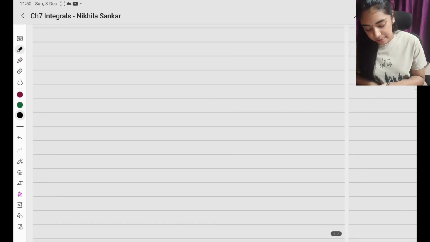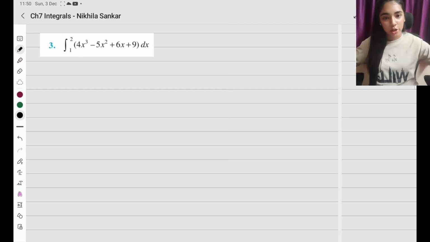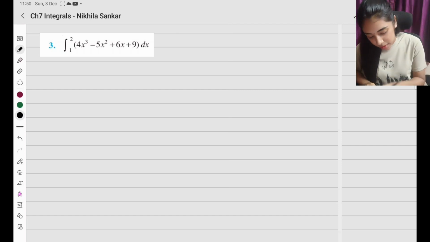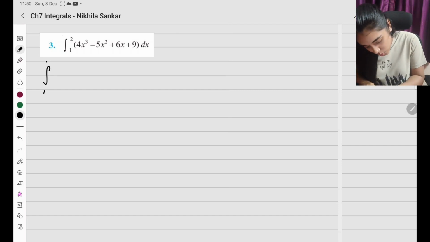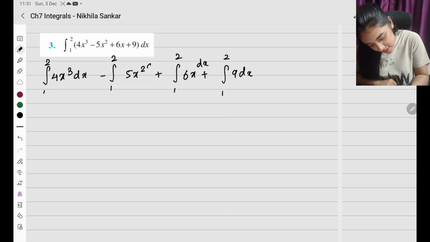Question number 3. So integral 1 to 2, inside there is a polynomial function. So we can split it term by term. So I basically have integral 1 to 2 of 4x cube dx plus integral 1 to 2 of minus 5x square, or we can take this minus outside. So I'll write it here. Minus 5x square plus integral 1 to 2 of 6x plus integral 1 to 2 of 9 dx. Everywhere you have dx.